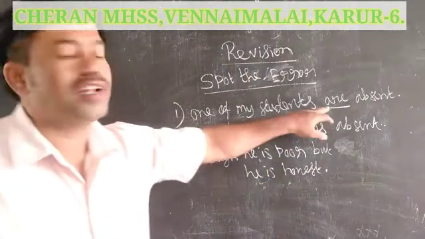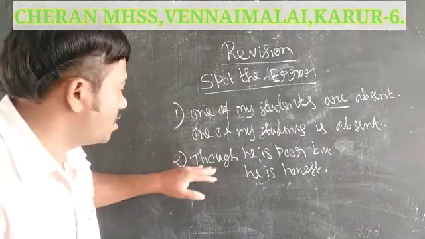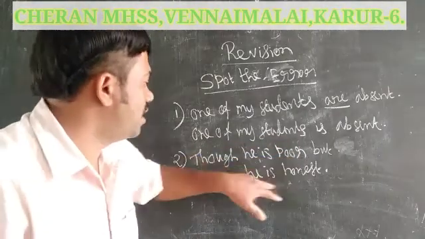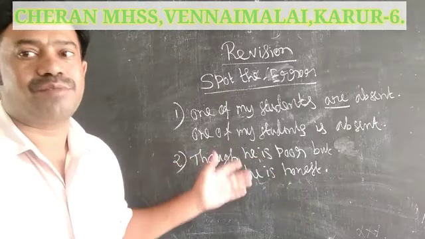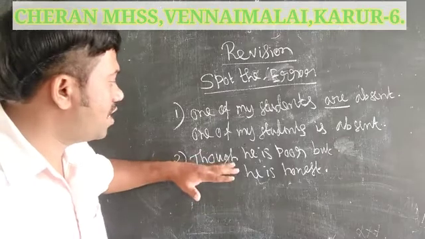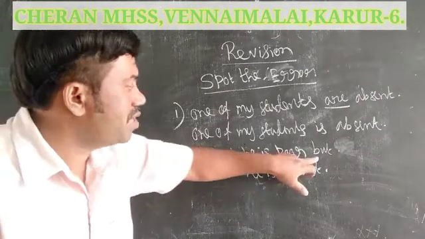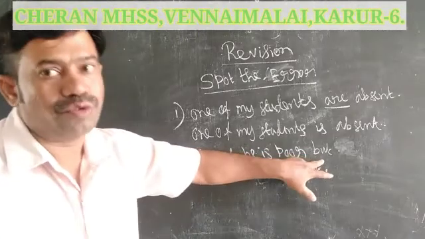First you have to spot the error, then you have to rectify it and write. That's all. Next sentence, "Though he is poor but he is honest." This kind of sentence is often asked. Here, what is the error you find? Either though or but should be removed. Though and but are conjunctions, you know.